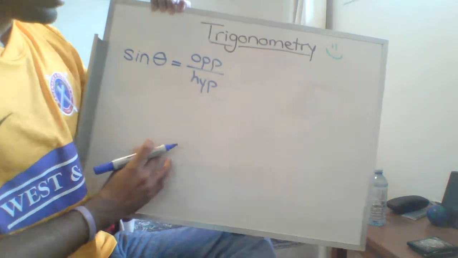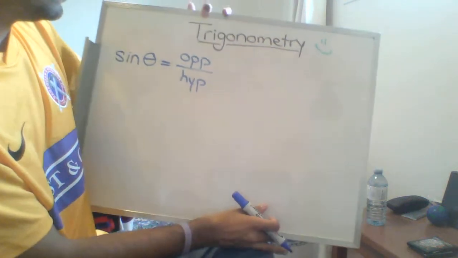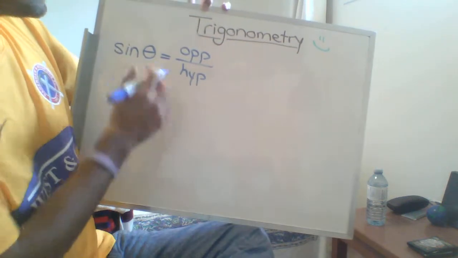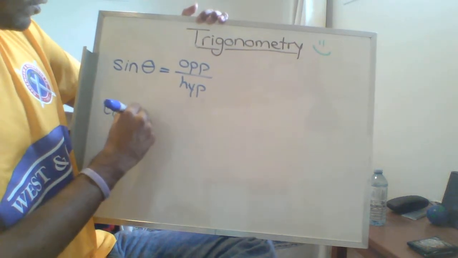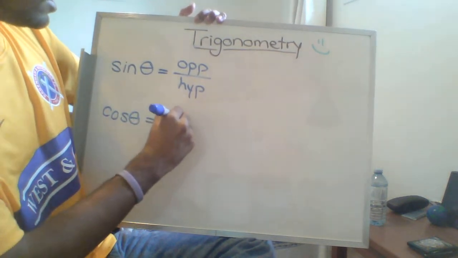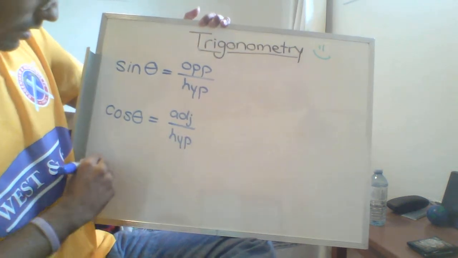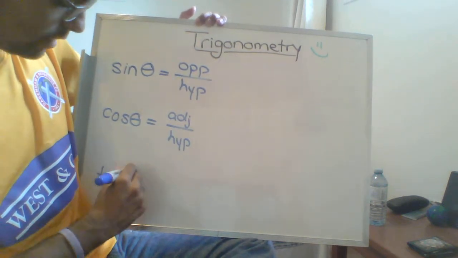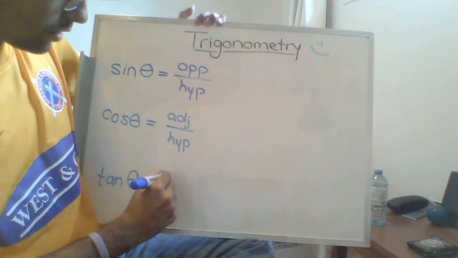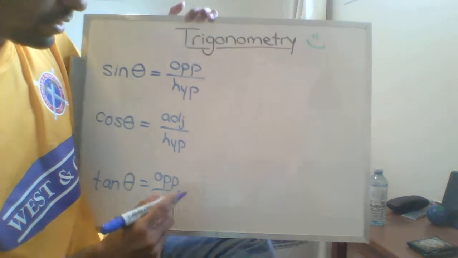Now, let me write out the 3 that we know. Sine theta is opposite over hypotenuse, cosine theta is adjacent over hypotenuse, and tan theta equals opposite over adjacent.